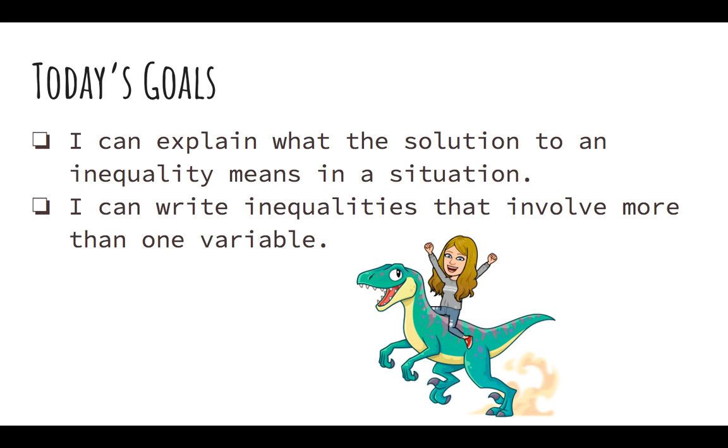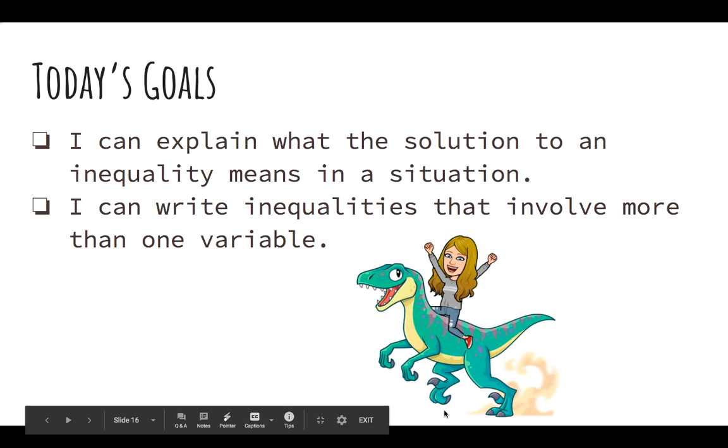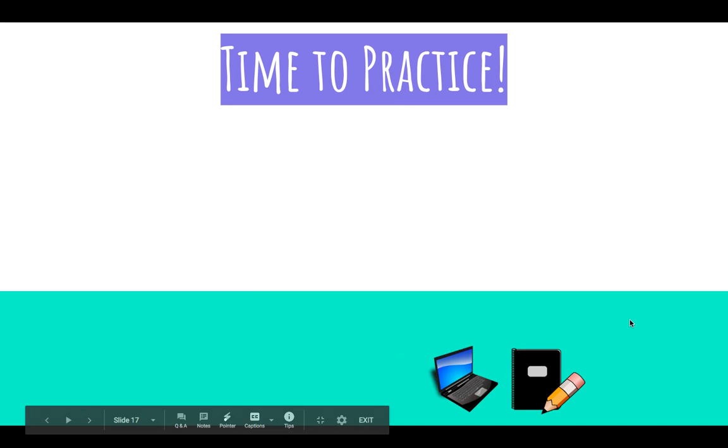So again, today's goals were to explain what the solution to an inequality means in a situation, and to write inequalities that involve more than one variable. And we were able to do that through this practice. So we have a velociraptor celebration here going on. And now it's time to practice.